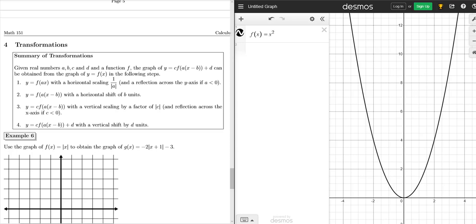Alrighty, so in this video we're going to be going over a summary of transformations. And again, it's an excellent opportunity to use Desmos here to see the transformations happening as we're changing the function. Alright, so let's get to it.